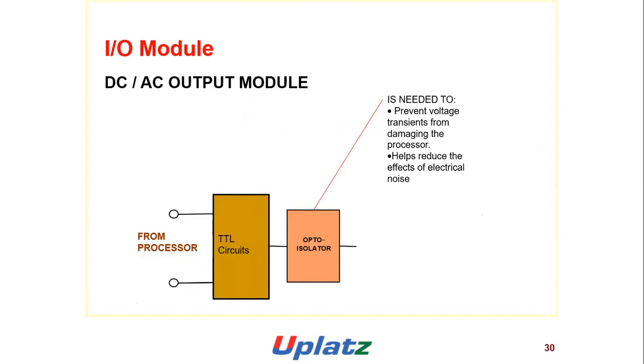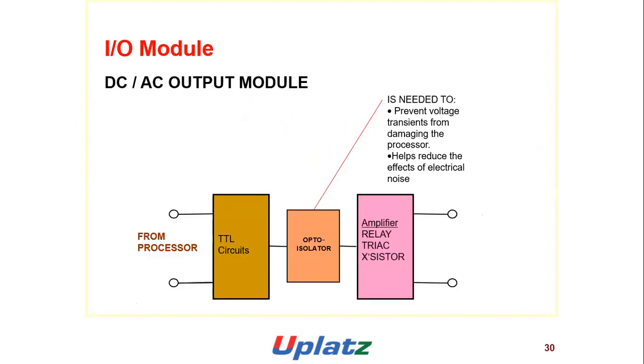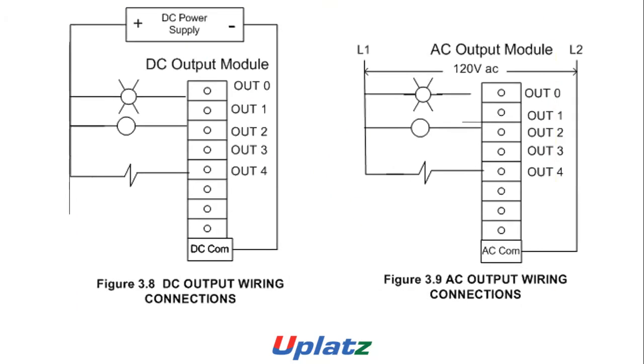to prevent voltage transients from damaging the processor. It helps reduce the effects of electrical noise. Then amplifier, relay, triac and resistor to the output device. DC output wiring connections are shown here, and AC output wiring connections are shown in figure 3.9.